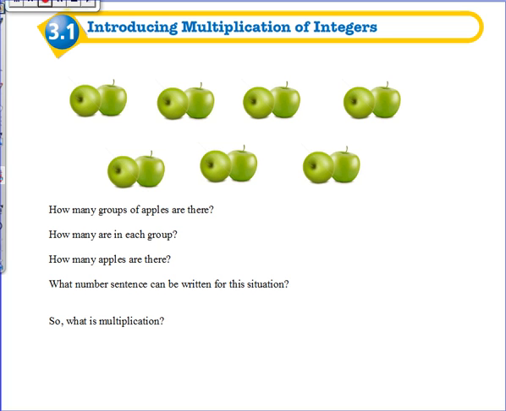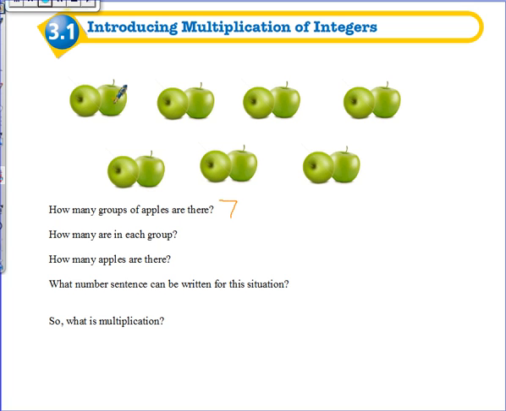Now, this is a classic multiplication problem. There are groups of apples. Each group has the same number of apples, and there's a total number of apples on this screen. So let's go and answer those real quick. We'll make this really fast and as entertaining as possible. How many groups of apples are there? Well, I see 1, 2, 3, 4, 5, 6, 7. 7 groups of apples.